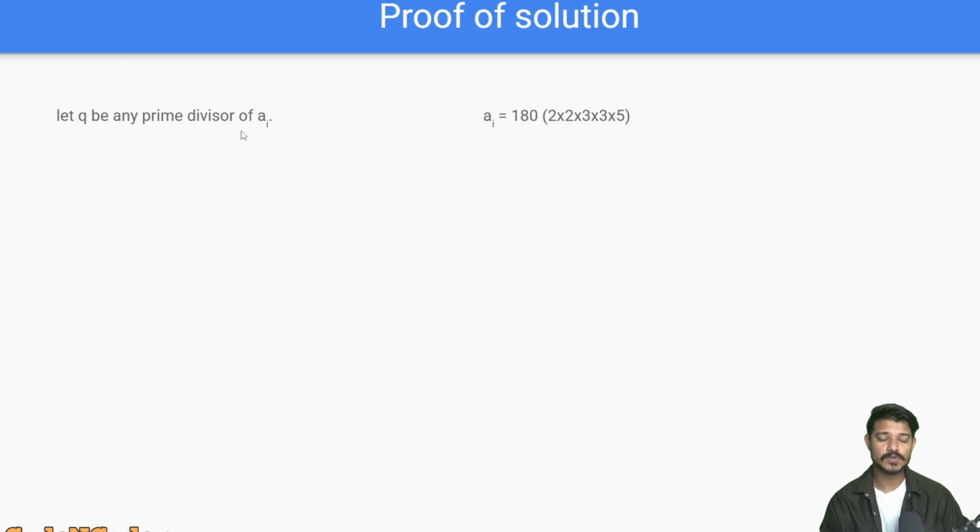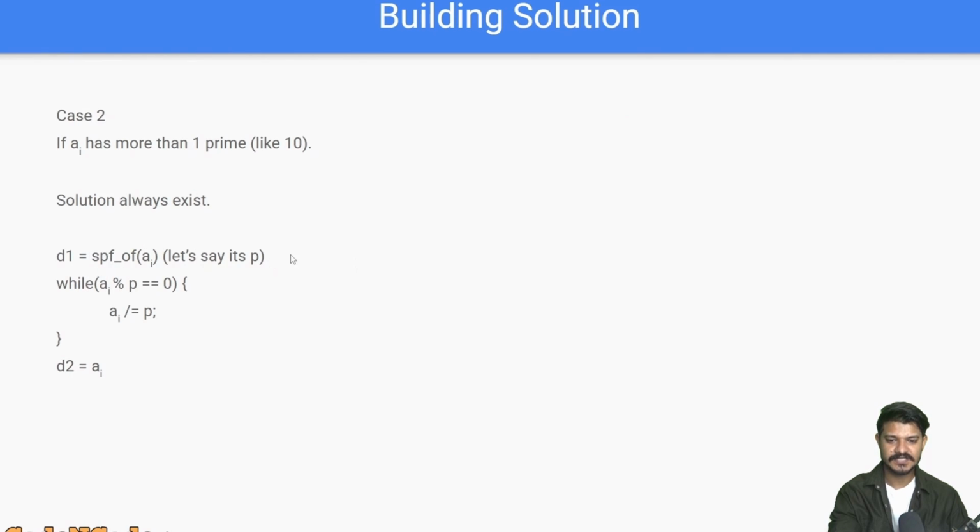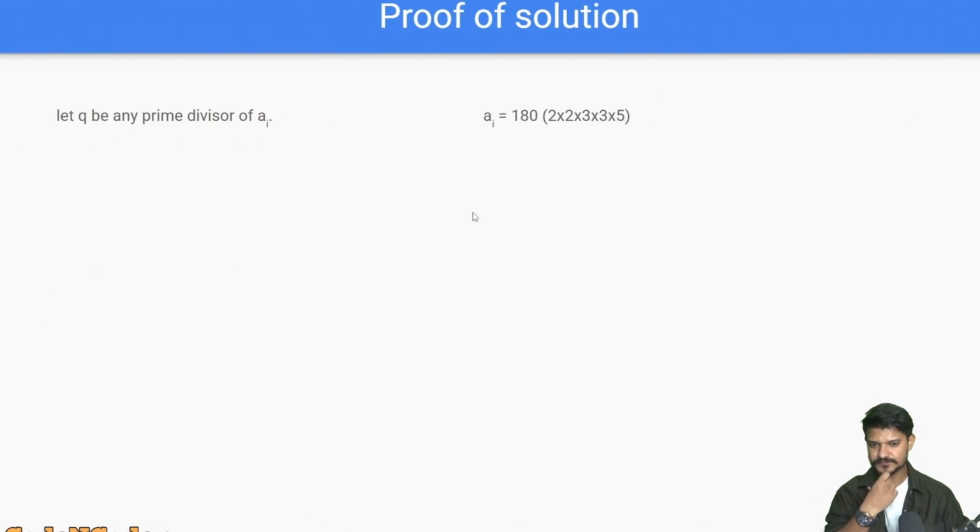To prove that, we will go through all of the primes of AI. Since we have already picked P, the smallest prime factor, we'll try to prove it with respect to P. Now, if you pick any prime of AI, be it 2, 3, or 5, let's call it Q. It would either be equal to P or it would not be equal to P. Only two cases will be there. In our case, we picked P to be 2 because we are picking the smallest prime factor. P equals 2.